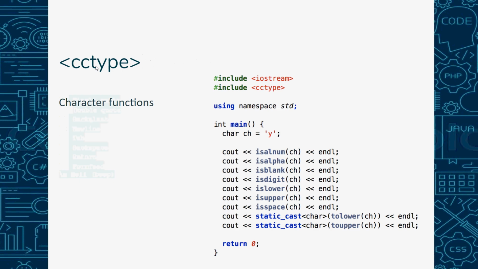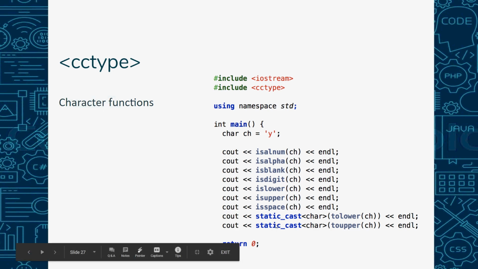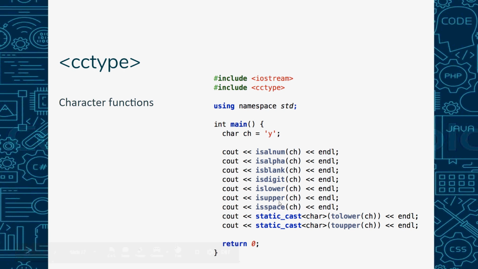If you include cctype, you have a couple of character functions that you can use. So here I've got char ch equal to 'y'. Then I could say, is that a space? That's not a space because it's a y, so that would return false. Is it uppercase? No, it's lowercase, so that would return false. Is lower? That would return true because the letter y is lowercase. Is digit would return whether it's a digit or not, like a 7 or something like that. Is blank? I don't think that will do a space.